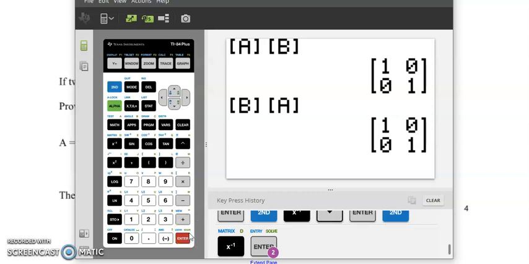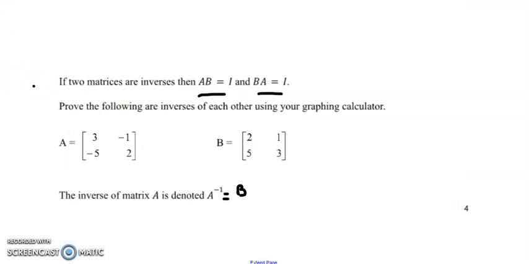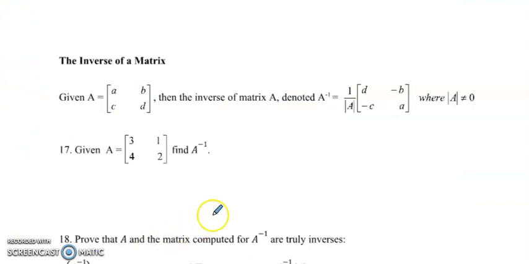Now, why do we care about an inverse matrix? Well, let's go back to the notes here. If we have a matrix A with elements a, b, c, d, then the inverse, denoted by A inverse, is actually going to be 1 divided by the determinant of A, multiplied by this matrix where you swap the elements on the main diagonal, and then you negate the elements on the opposite diagonal. And this works as long as the determinant is not equal to 0.